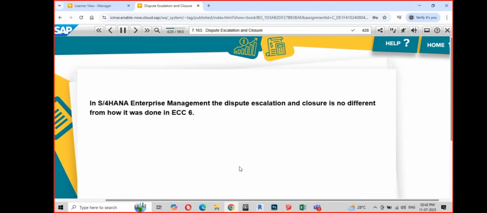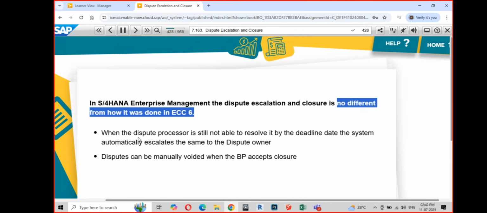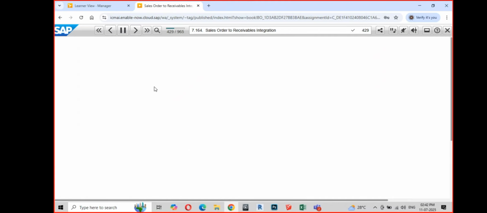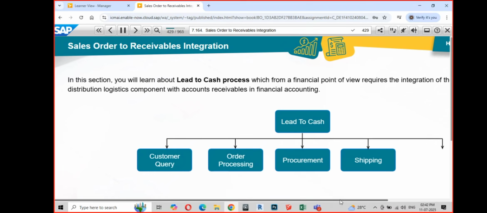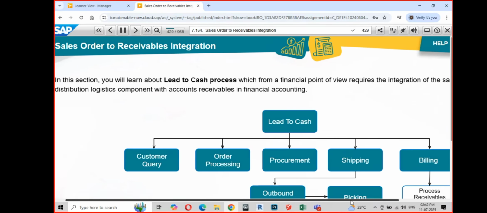See, actually, most of the processes, if you read this, are no different from how it is actually done in the ECC platform. I just gave you an example, lead to cash. Now he has come to the sales order to receivables integration. This is very, very premature because we have still not started the integration process. So let me mark the slide.